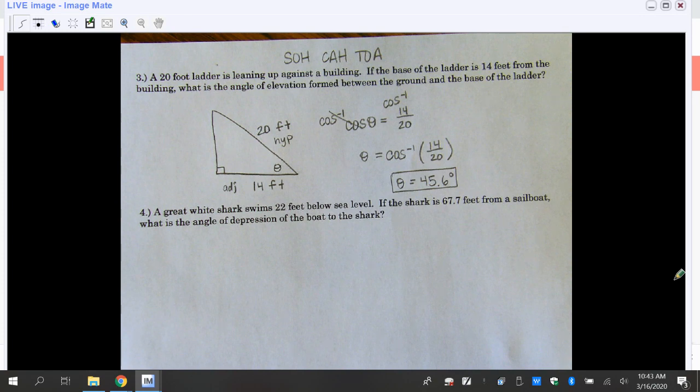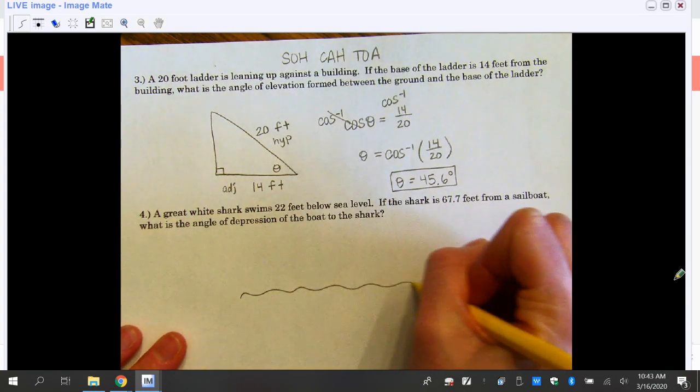So it says a great white shark swims 22 feet below sea level. If the shark is 67.7 feet from a sailboat, what is the angle of depression of the boat to the shark? And the angle of depression is always the angle formed from the horizontal going down.